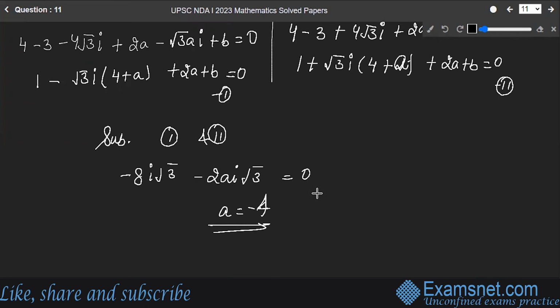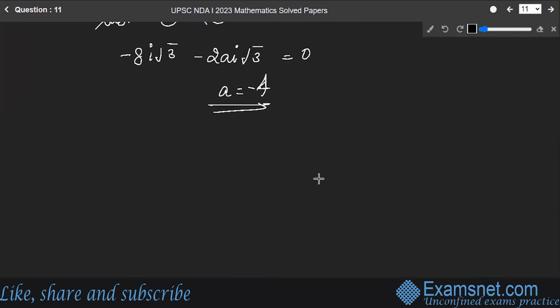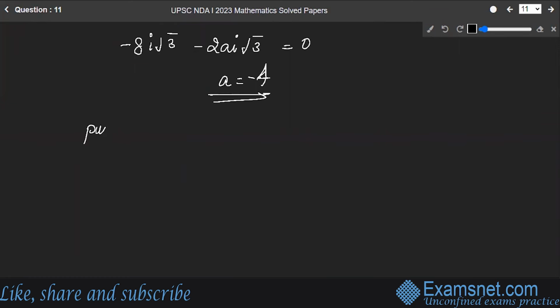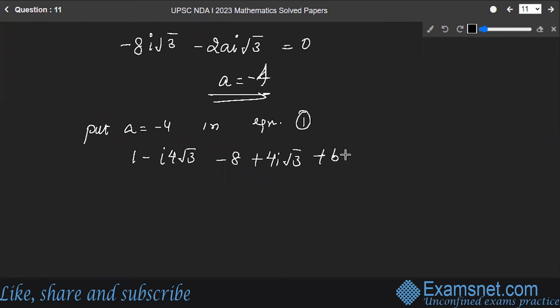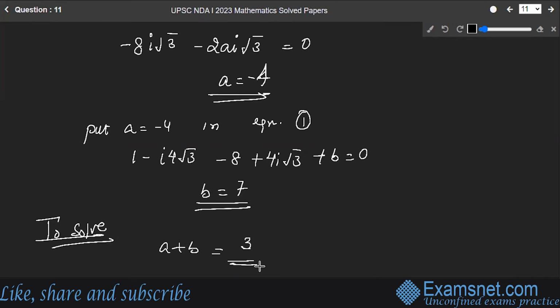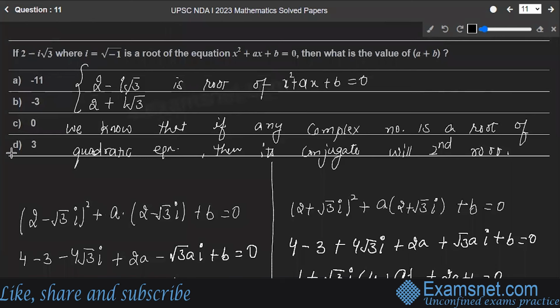Okay, if a is equal to minus 4, let's put the value in any of the given equations, and you will get the value of b. So put a is equal to minus 4 in equation 1. We will get 1 minus iota 4 root 3 minus 8 plus 4 iota root 3 plus b is equal to 0, which will give you b is equal to 7. In the question, you had to find out a plus b, which is equal to 3. So this is the answer to our question. Let's check with the options. We have option D as the correct answer. Hope you got this. Let's move to the next question then.